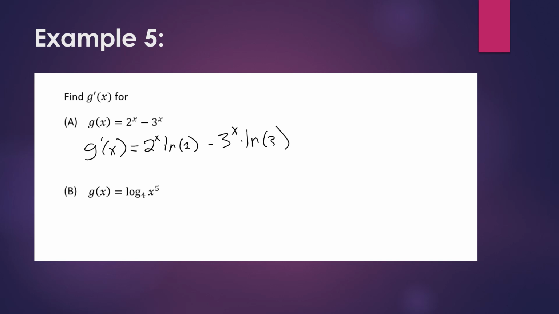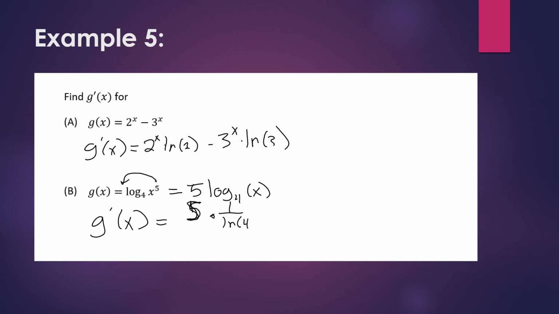For b, we're doing the same thing, but this time it's a logarithmic function. It's log base 4 of x to the 5. So I'm going to use the power rule for logarithms to take this 5 down. This is going to be 5 log base 4 of x. And if I do that, when I take the derivative, g prime of x, this is going to be 5 times 1 over ln of 4 times 1 over x. So this will be 5 over ln of 4 times 1 over x.